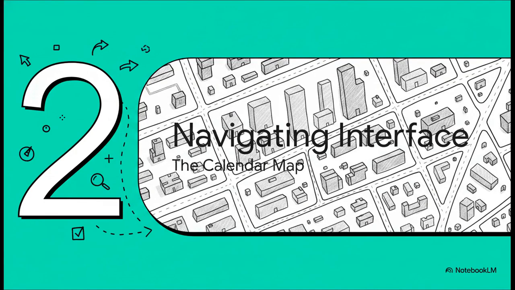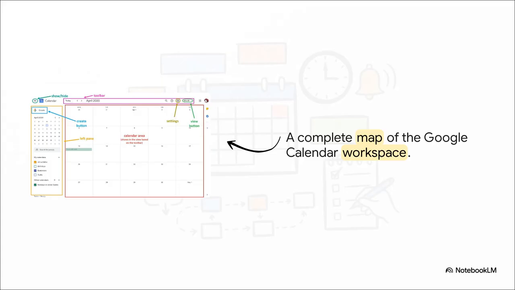Moving right along to Section 2, navigating the interface. I like to think of the interface kind of like a map of a new city. Right in the middle, taking up the most real estate, is your main calendar area. Now that's going to show your schedule based on whatever view you pick. Up at the very top is your toolbar, which holds your search functions, your settings gear icon, and your view options. And then over on the left side is the super useful left pane.